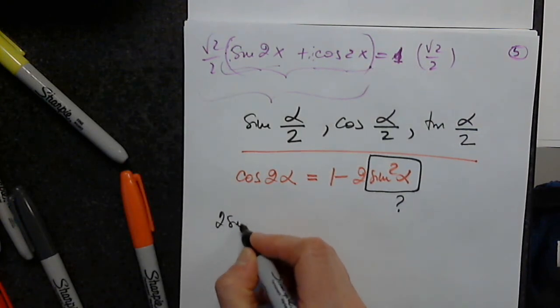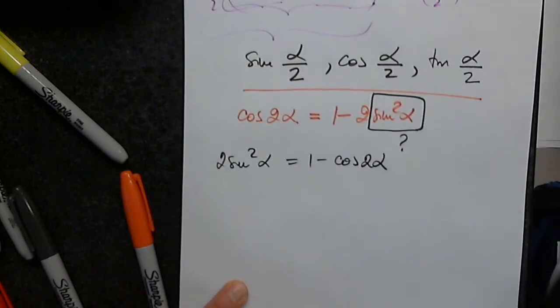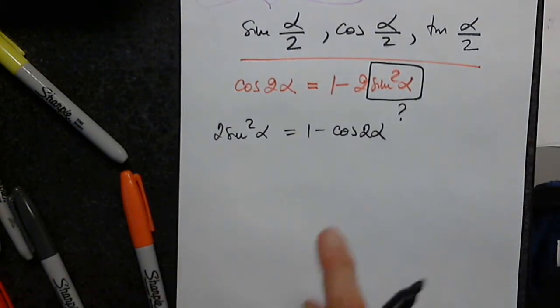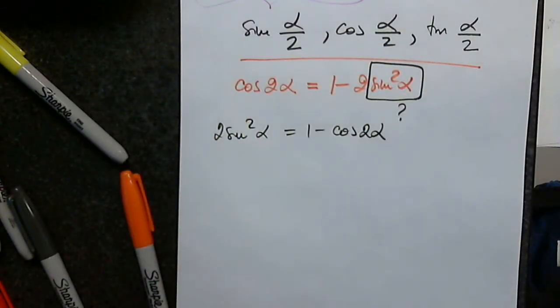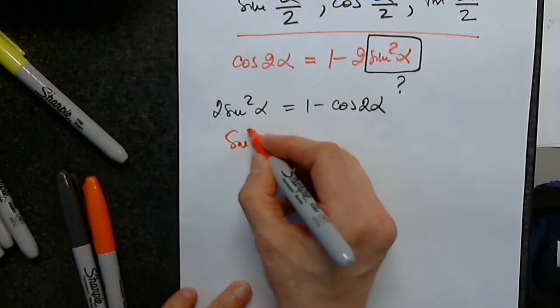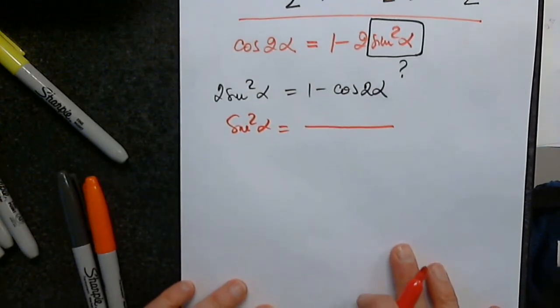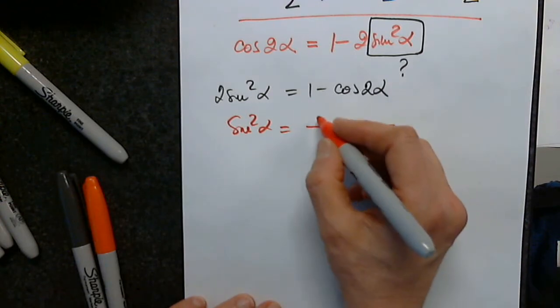So I have 2 sine squared alpha equals 1 minus cosine twice alpha. So I moved this term that was negative to the left-hand side, and I moved this term that was positive to the other side. And I'm one step closer to solving for sine squared. What will I have to do now to solve for sine squared? Exactly. Sine squared alpha. In general, I say, do not write a fraction line, right? Now I'm kind of saying, it's better if I write a fraction line on this problem.